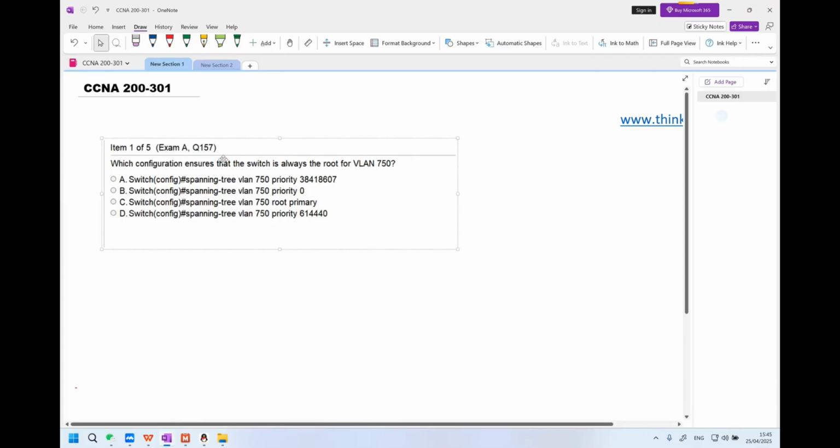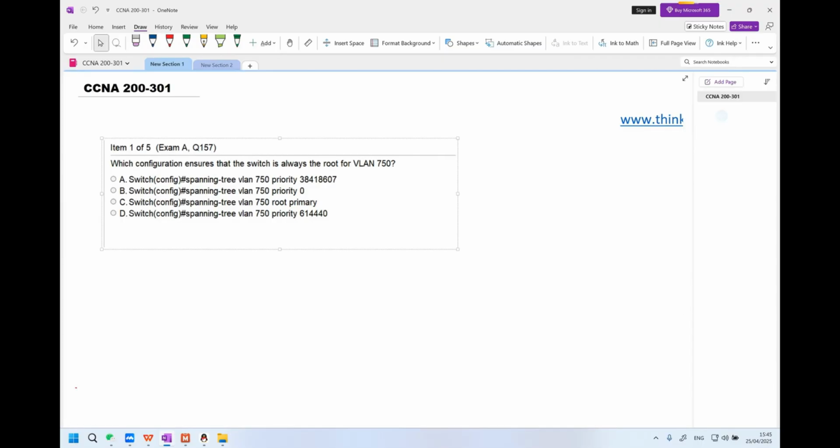The first question asks us to consider how we can make absolutely certain that a specific switch is always, without exception, the root bridge in VLAN 750, which is a critical role in spanning tree protocol because the root bridge determines the optimal path for network traffic within that VLAN. So how do we make sure it is always the root bridge?